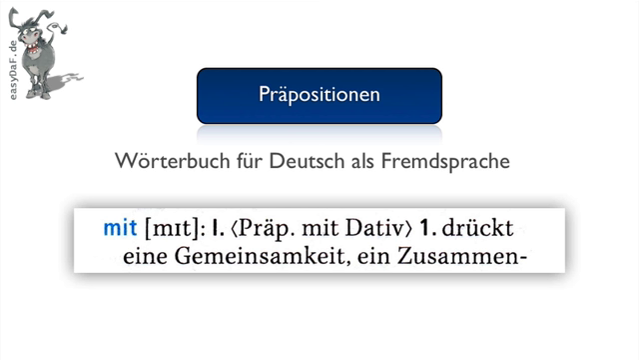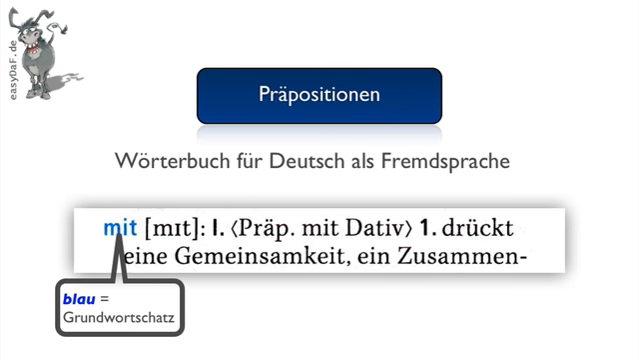Well, the reason why this is blue is just because it is part of the basic vocabulary, which is in German Grundwortschatz. So there might be 1,000 or 2,000 words which you have to learn when you start with German, which you call the basic vocabulary, so mit is an important part of this basic vocab. So that's why it is blue. All the other words which are not that important are not written in blue.